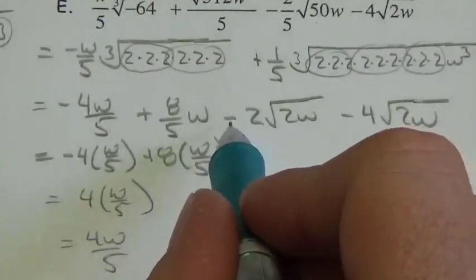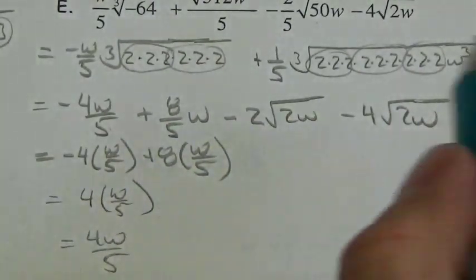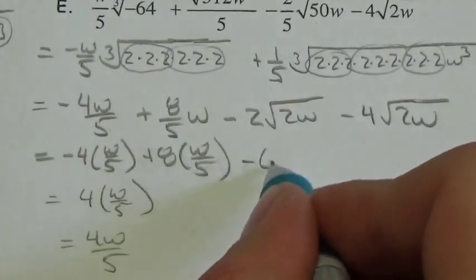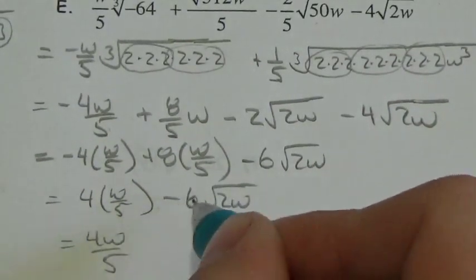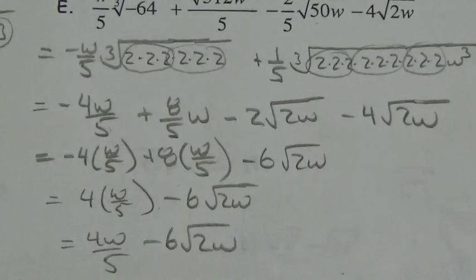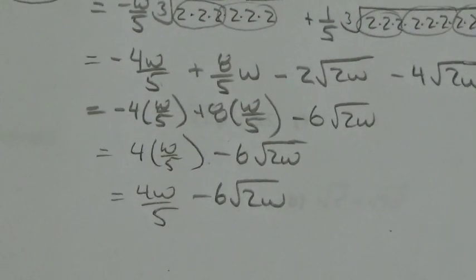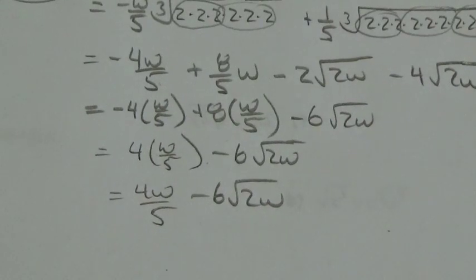This should be a little bit easier. I've got negative 2 root 2w's minus 4 root 2w's. It's going to be negative 6 root 2w's. And there's really not much I can do to fix that or make that any better. That's how that's going to work. 4w over 5 minus 6 root 2w.